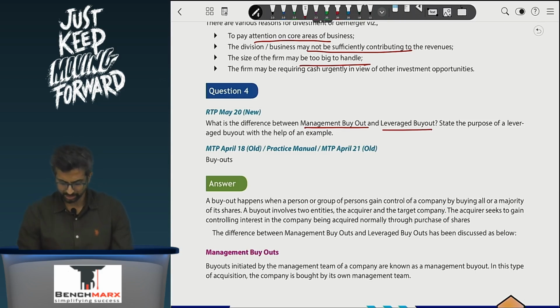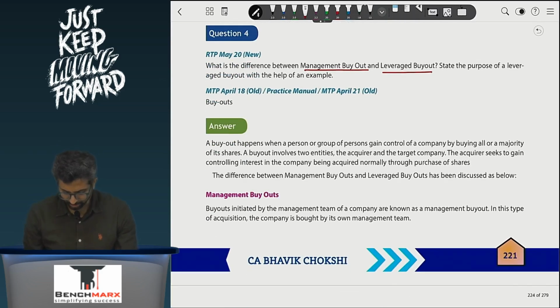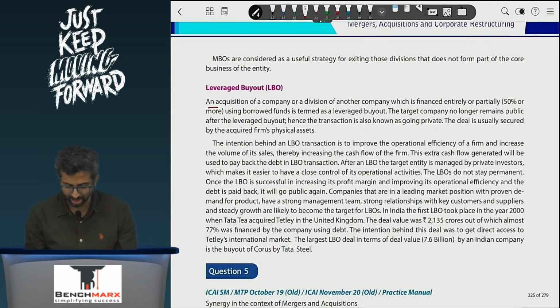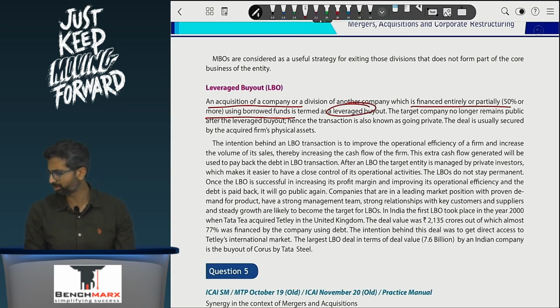Are we clear with this? So this is management buyout. If you see, buyouts initiated by the management team are known as management buyouts. Acquisition is bought by the own management team. Whereas on the next page, leverage buyout, an acquisition of a company which is financed entirely or partially, more than 50%, using borrowed funds, is called a leveraged buyout. Are we clear with this?